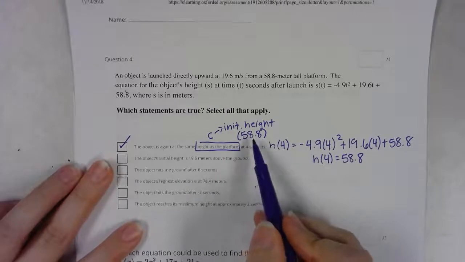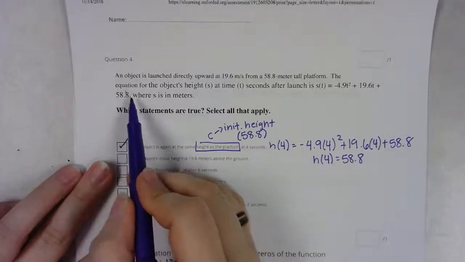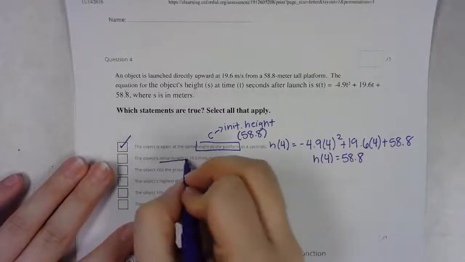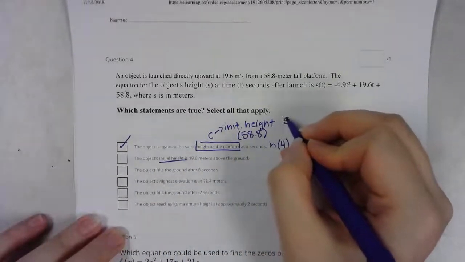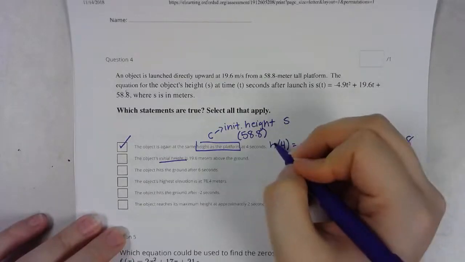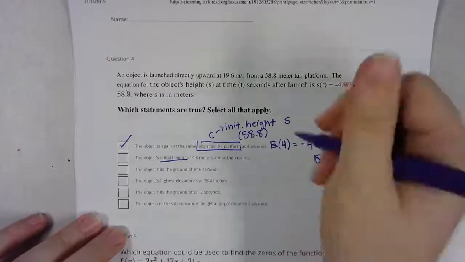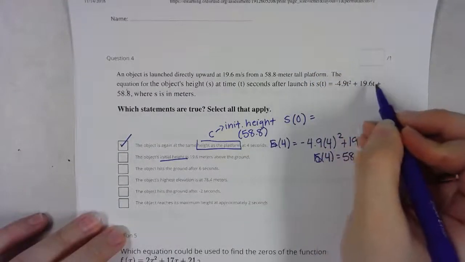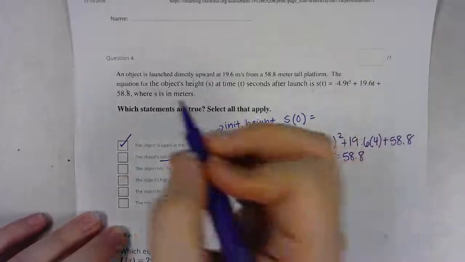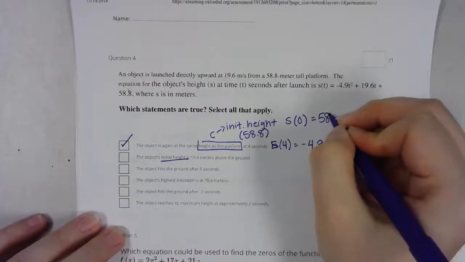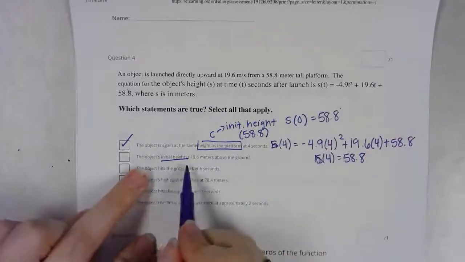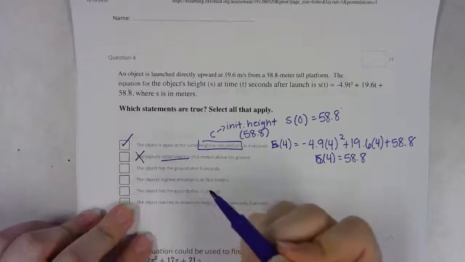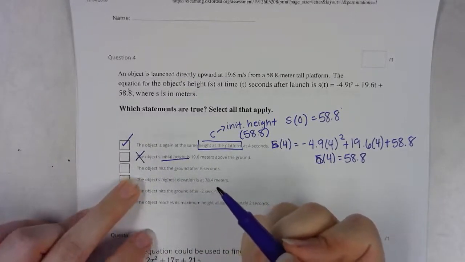Then it says the object's initial height is 19.6 meters above the ground. Well, we just decided the initial height is just that c term, because the initial height, remember, is s sub 0. It could have just been s for all of these. But s sub 0, if I put 0 in here, this term cancels out, and this term cancels out because it's all 0. So I'm only left with 58.8. The initial height is not 19.6 because it has to be 58.8, so that is incorrect.